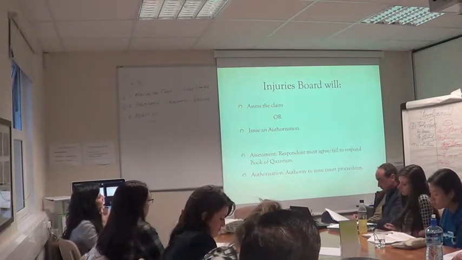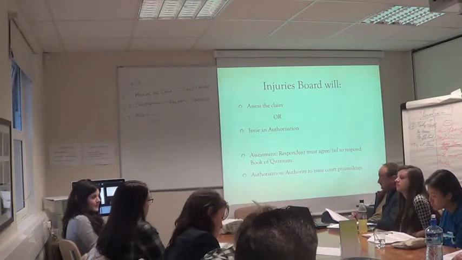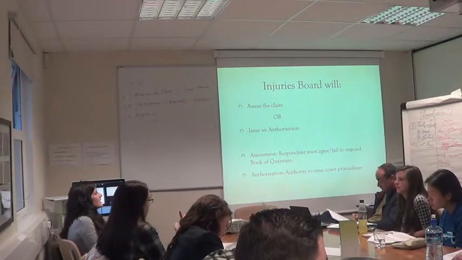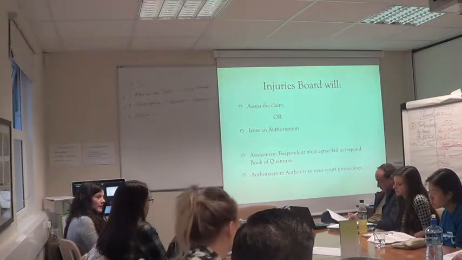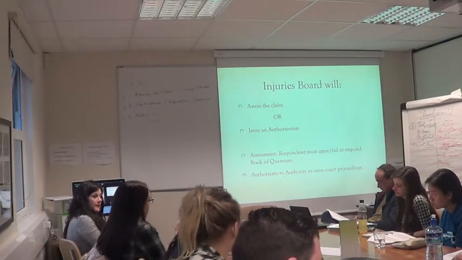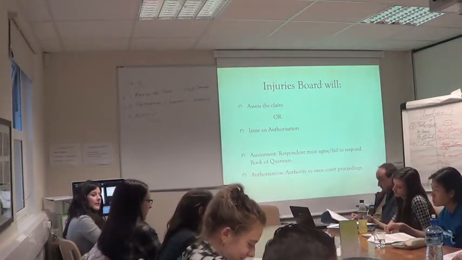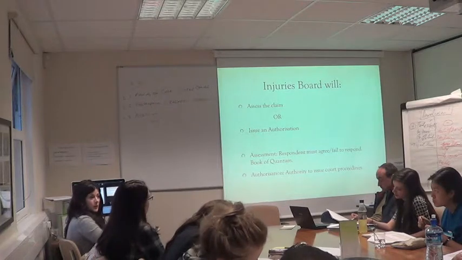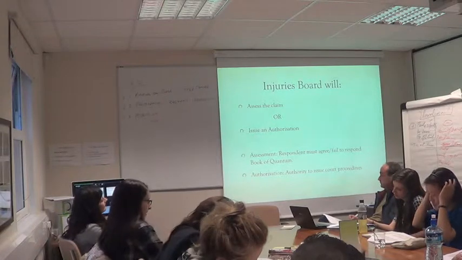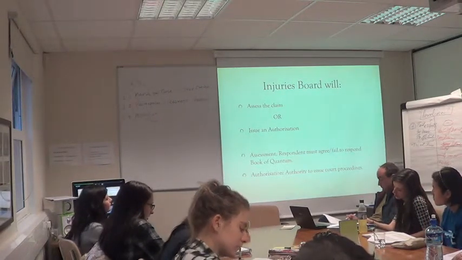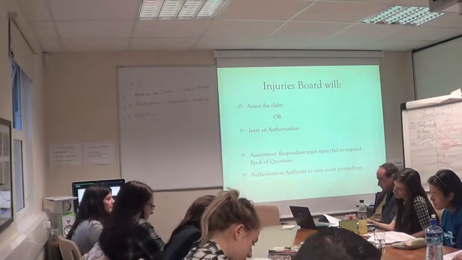Okay, so what happens here is that if the respondent decides to accept liability, the Injuries Board will then assess the claim, and they can only assess the claim if the respondent has decided or agreed to engage in this procedure. If they disagree, the Injuries Board will then make an authorization to proceed to court. So the Injuries Board will either assess the claim or issue the authorization.